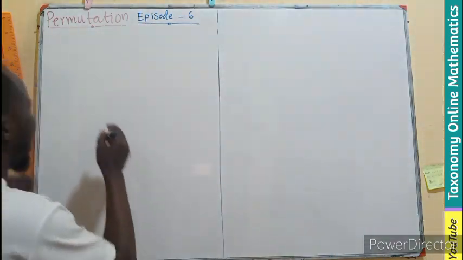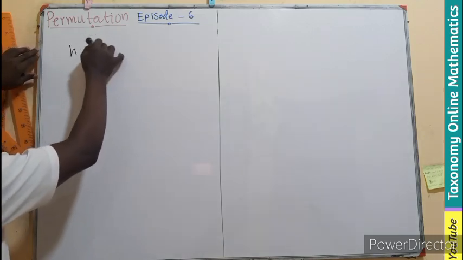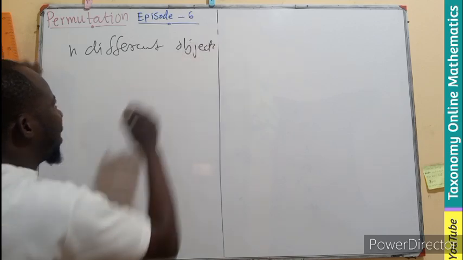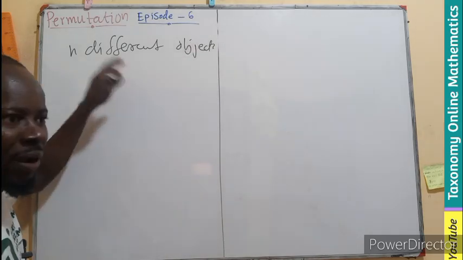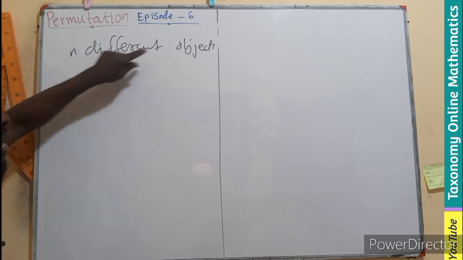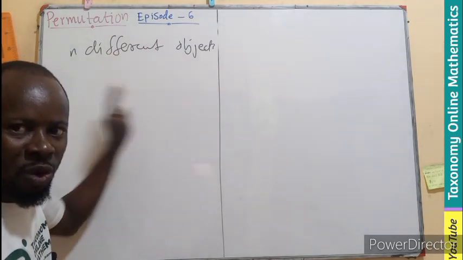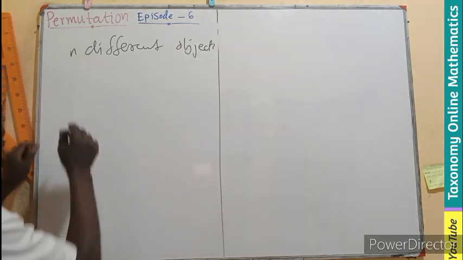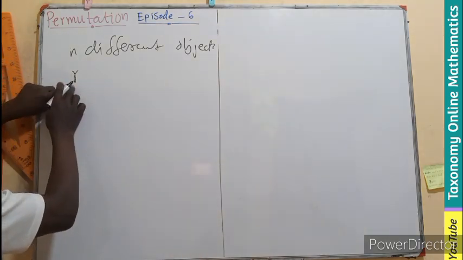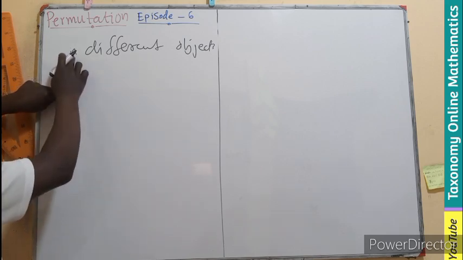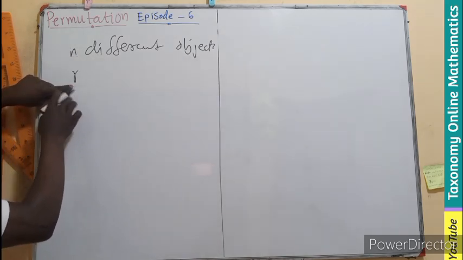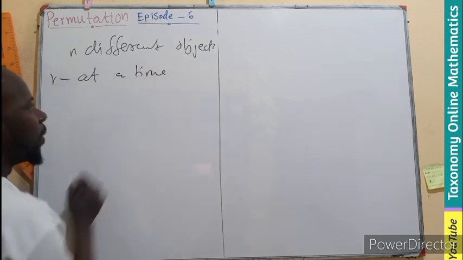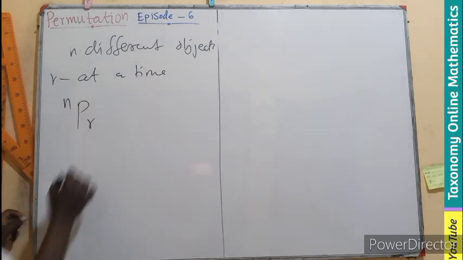By recall, we can say that if I have n different objects that I want to arrange, and I want to arrange them in n different ways, meaning 5 objects to arrange in 5 ways, we have n permutation n. But in this case, I want to arrange only R. So it means that I have n different objects picking R at a time. This means n permutation R.